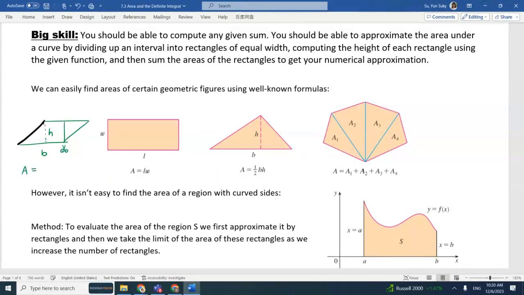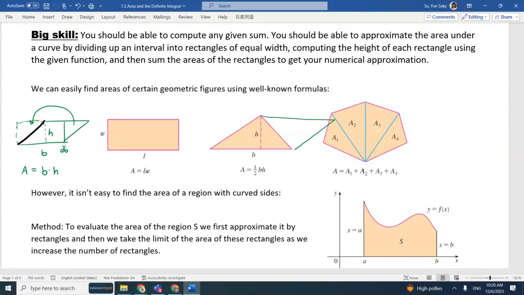you can use a scissor to cut this part and put it here. Do you see it is a rectangle? Therefore, the area of a parallelogram is base times height. Yes? And the triangle. A triangle is half of a parallelogram.